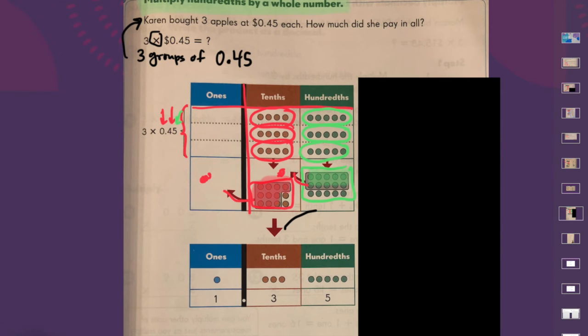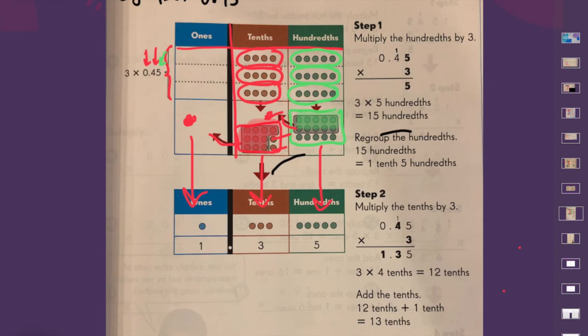So we'll put 1 place value disc in our ones place. So now look, we have 1, 1. We're left with 1, 2, 3 tenths, and we're left with 5/100ths. So it would be 1 and 35/100ths, or 1.35.